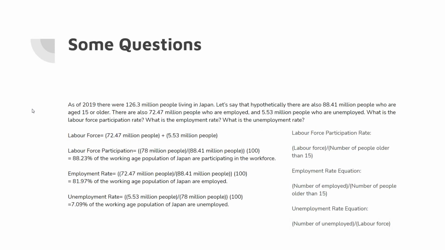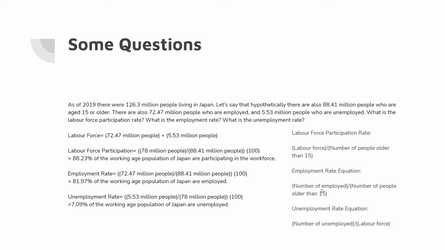So, I've pulled our equations over from one of the previous slides. So, if we want to calculate the labor force, we will just do the number of employed people plus the number of unemployed people, which will get us a total of 78 million. Then for labor force participation, we are doing the labor force divided by the number of people older than 15. So we do 78 million people divided by 88.41 million people. Multiply that number by 100 to get it into a percentage stat. We get 88.23% of the working age population of Japan are participating in the workforce.